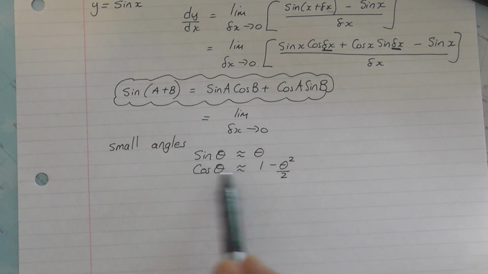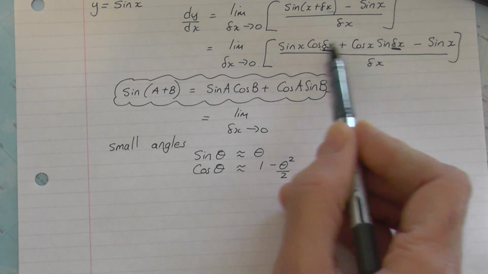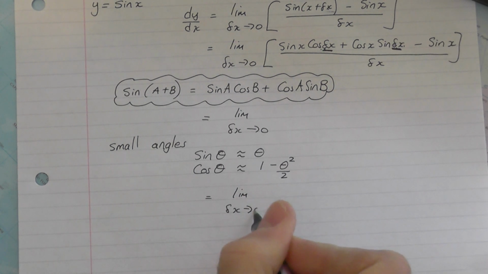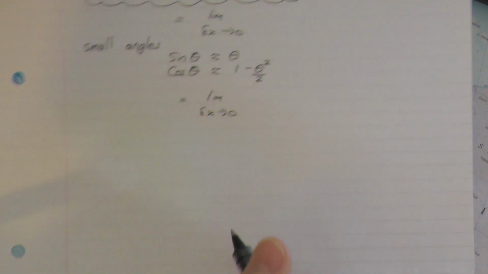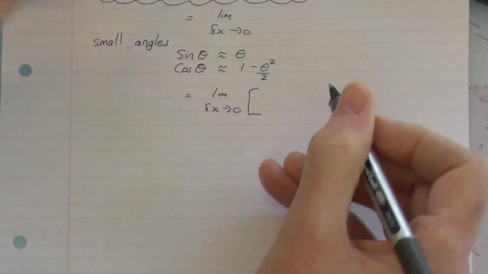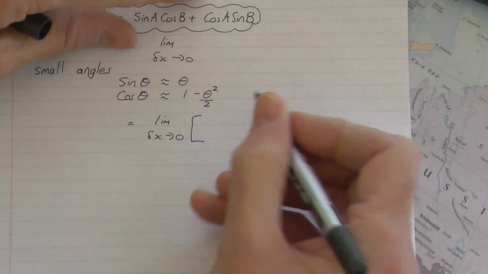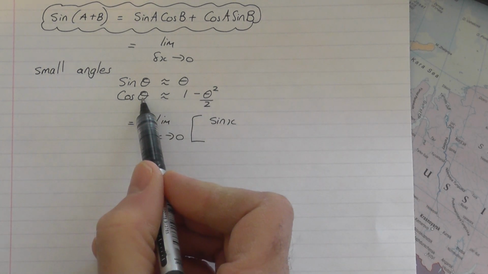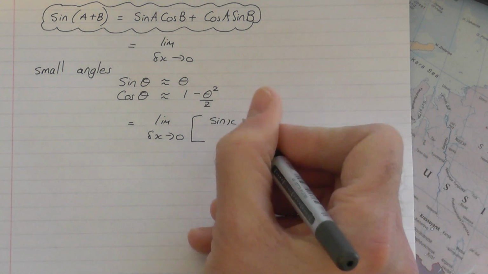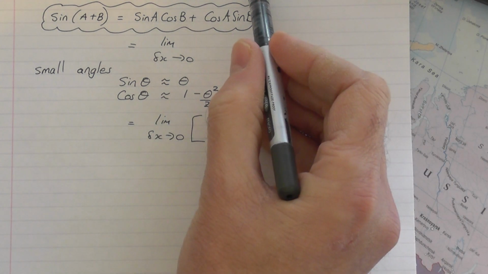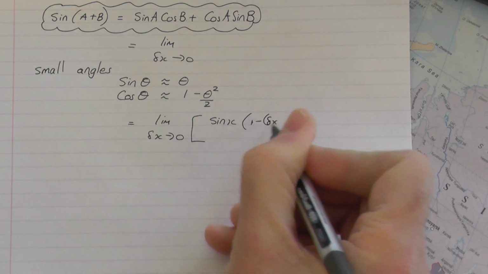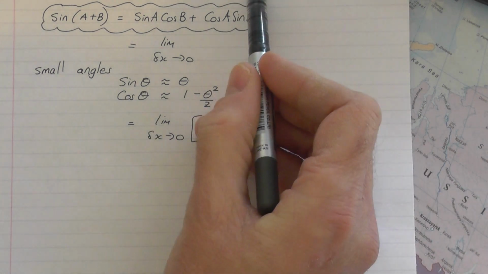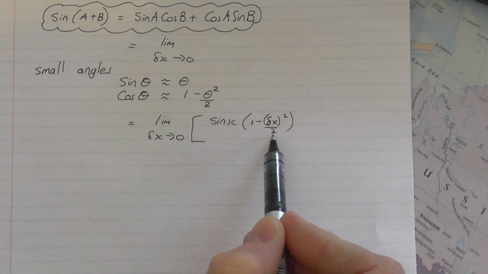So I can apply these two facts to those two particular terms there. So what we're going to do is say this: the limit as delta x tends to 0 of, sine x stays the same, and cos delta x. Well, from this, cos of an angle is the same as 1 minus theta squared over 2. So if it's cos delta x, it's 1 minus delta x squared all over 2.